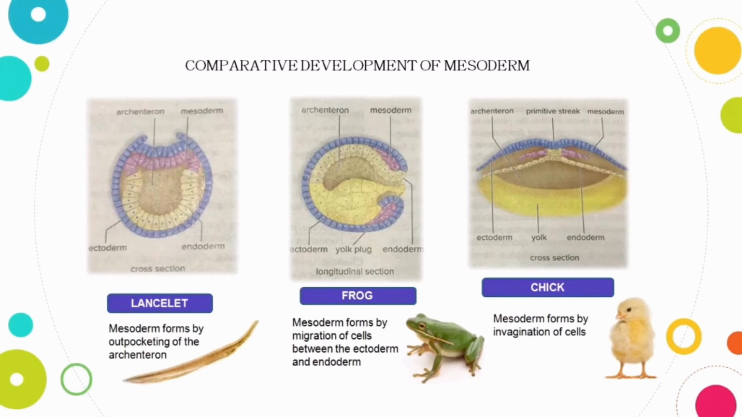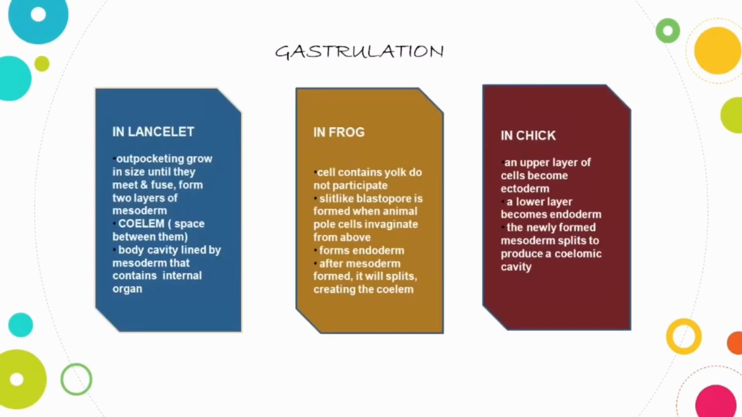of cells. To be more detailed, in lancelet, these outpocketings grow in size until they meet and fuse, forming 2 layers of mesoderm. The space between them is the coelom. The coelom is a body cavity lined by mesoderm that contains internal organs.